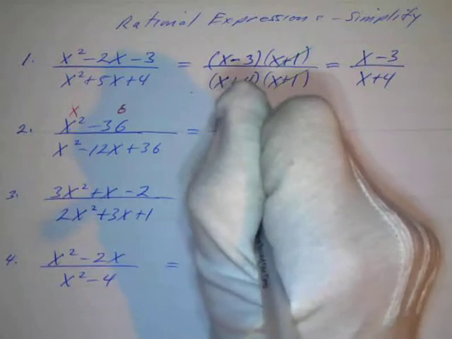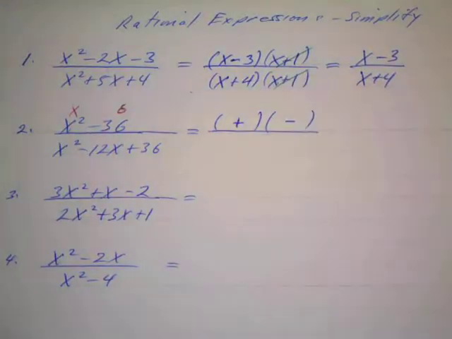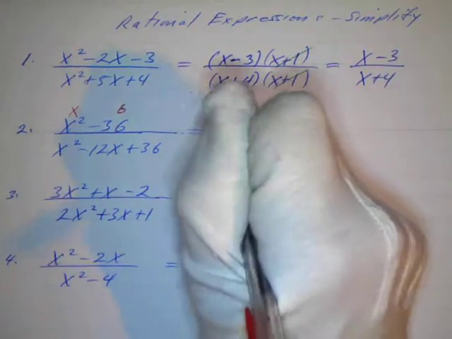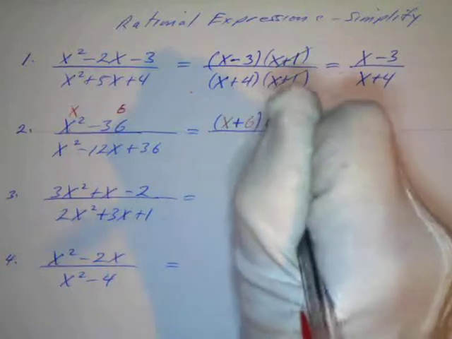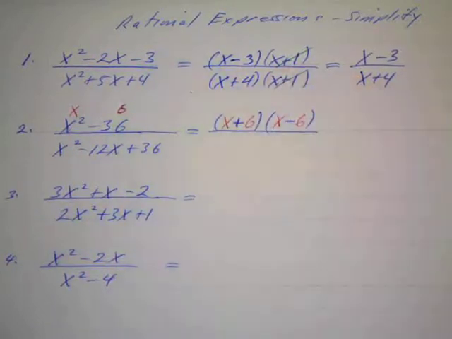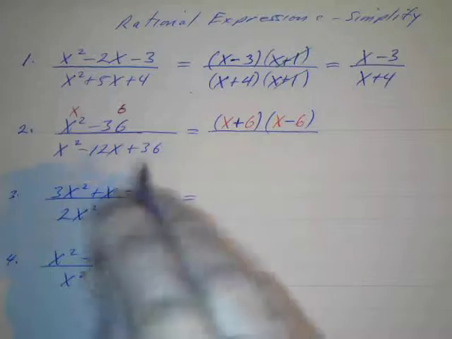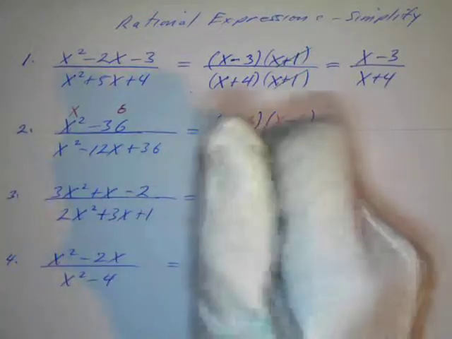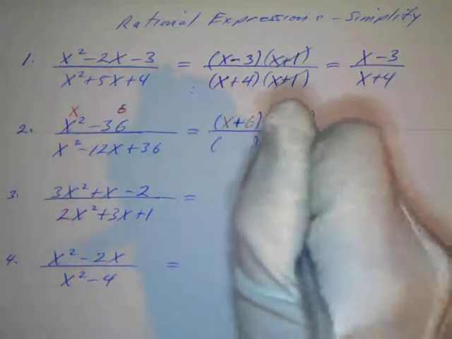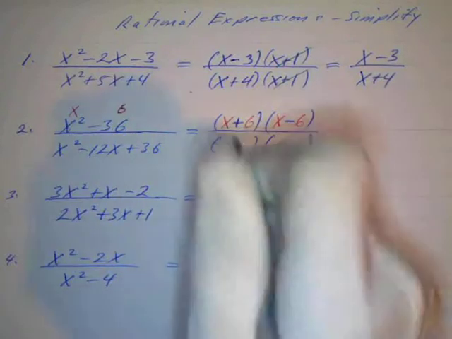So it's going to be the sum and the difference of these little numbers, x and 6, x plus 6, x minus 6. And on the bottom, looks like I have a simple trinomial. Actually, it's a trinomial square, but I'll write it out so I can simplify it a little bit easier.